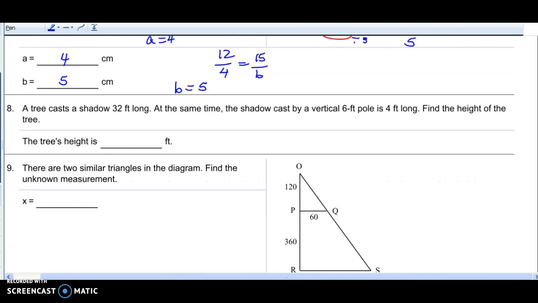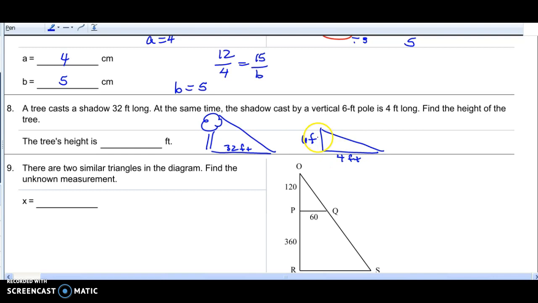Okay, we've got a tree casting a shadow. Love drawing these sweet little pictures. We've got a tree, we've got a shadow, and that shadow is 32 feet. And we have a vertical 6-foot pole that's casting a shadow that's 4 feet. And here is 6 feet.